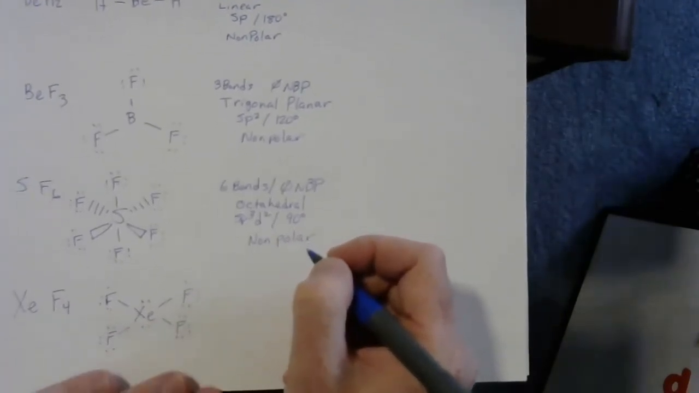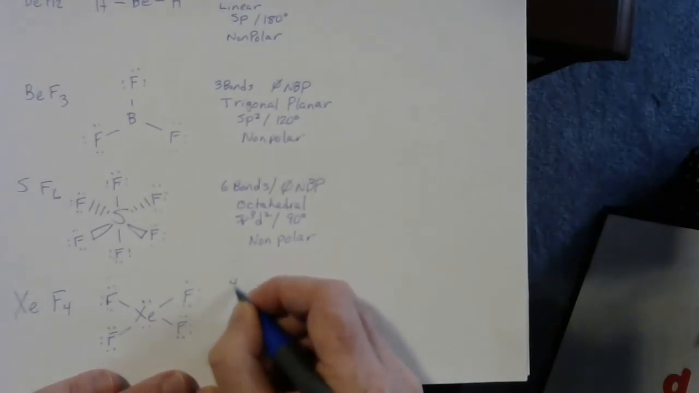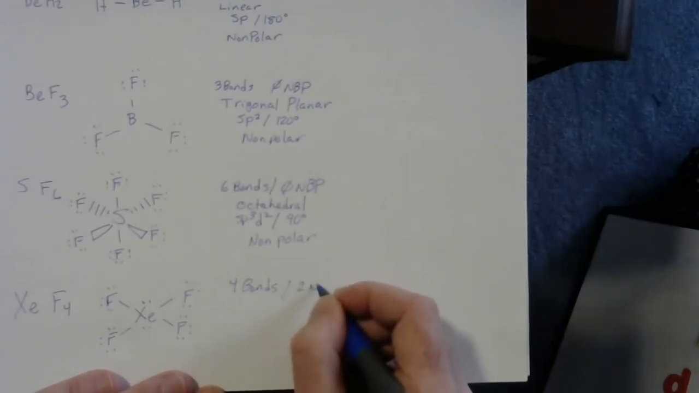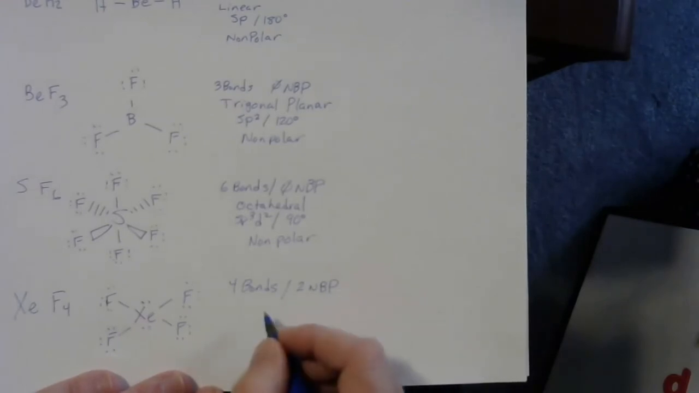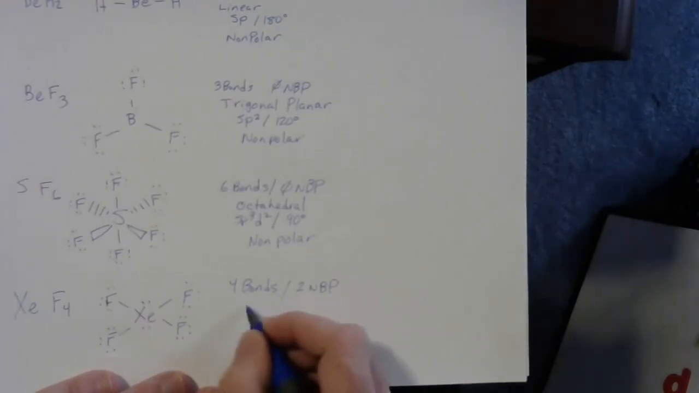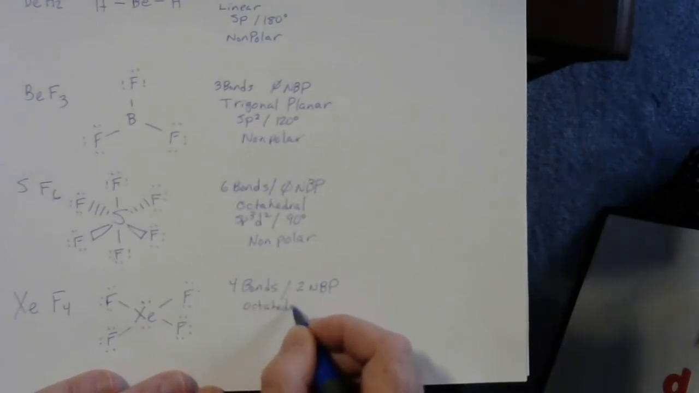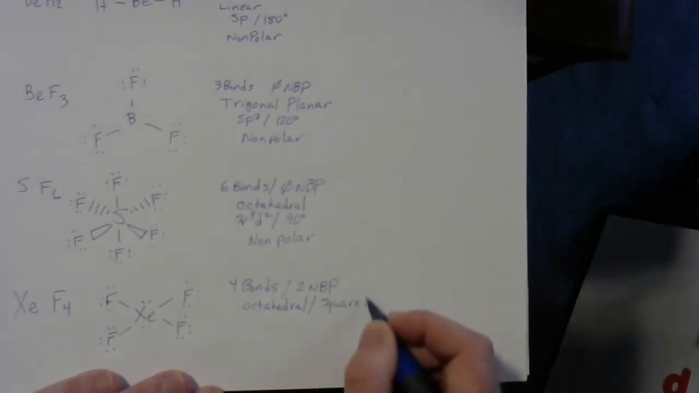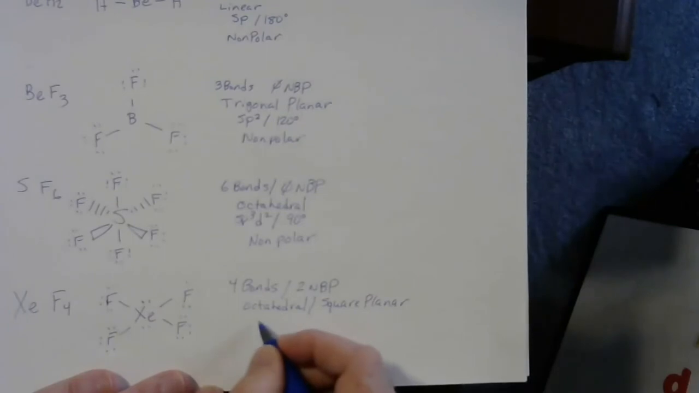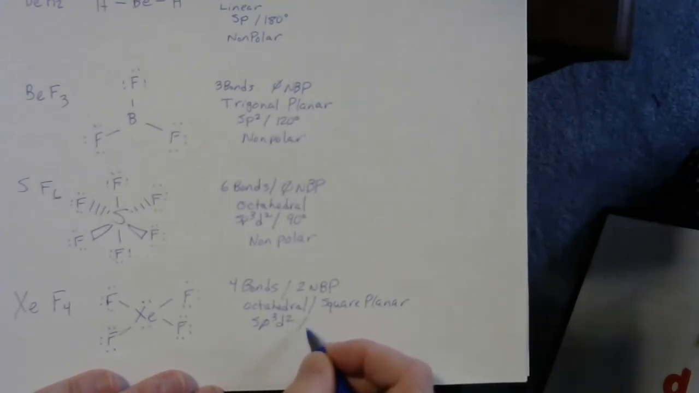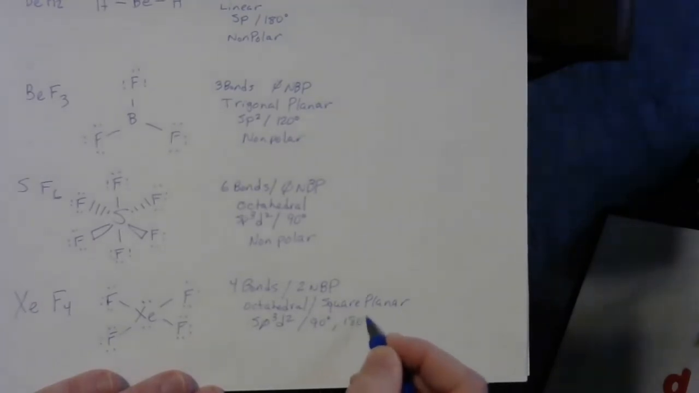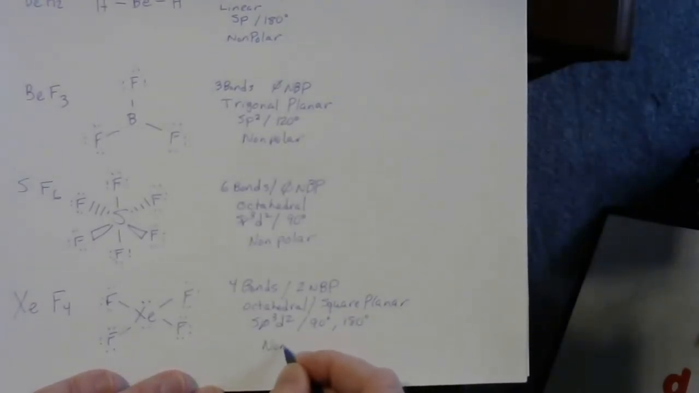Last but certainly not least, I got XeF4. So I got 4 bonds, 2 non-bonding pairs. So this still adds up to 6, so it's octahedral, but square planar. And so again, that's going to be sp3d2 because of the octahedral. There's 90-degree bond angles, and across the plane there are 180. And this molecule is nonpolar as well.